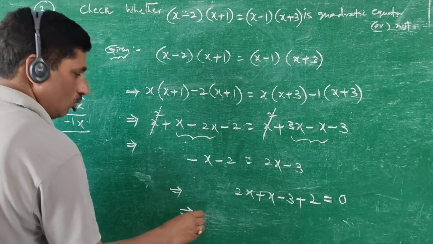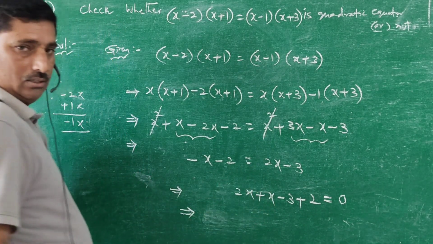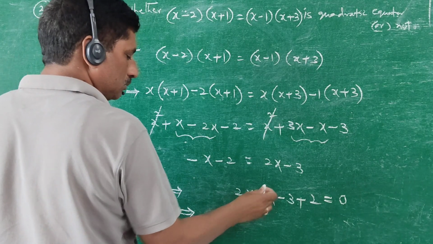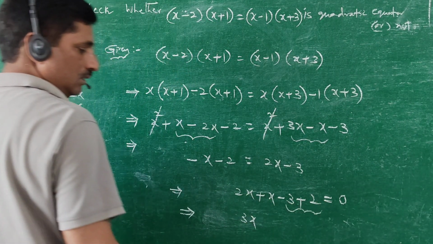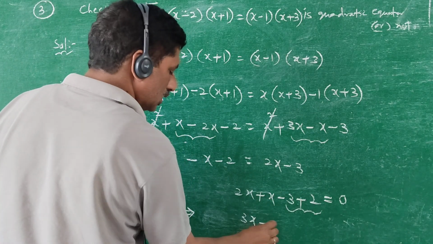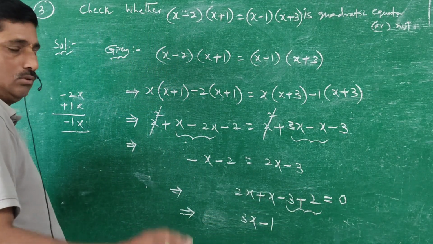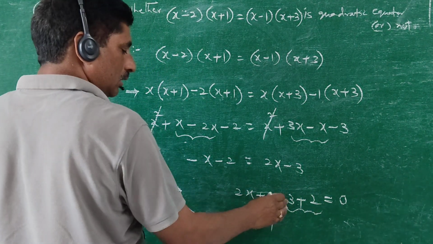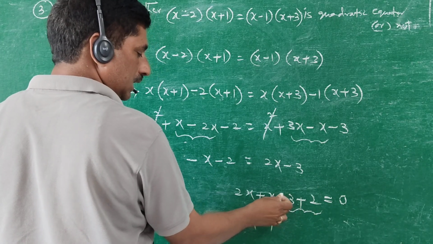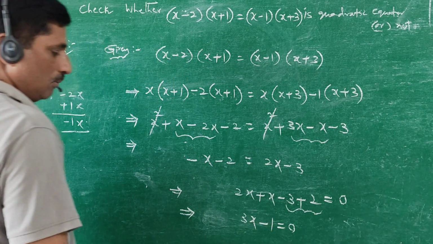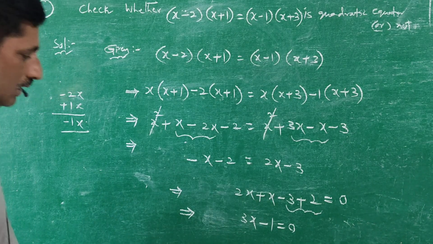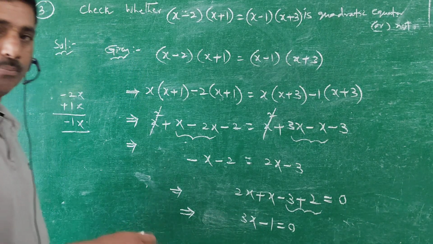That is equals to, what is 2x plus x? Both are like terms: plus 2x plus 1x is 3x, and these two are the constants. Minus 3 plus 2 is minus 1. Two opposite signs, now I have to do that subtraction. Of those two values, 3 is the greater and has a negative sign, so minus 1, that is equals to 0.